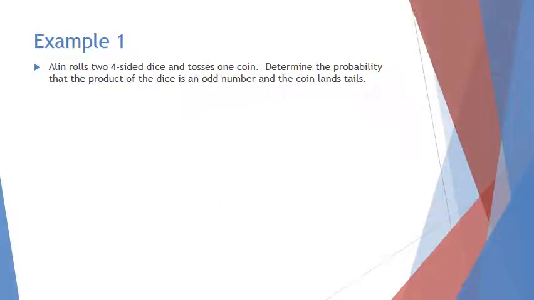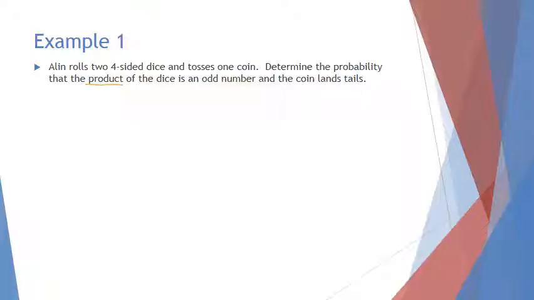Okay, let's work on the first example. Alin rolls 2 4-sided dice and tosses 1 coin. Determine the probability that the product of the dice is an odd number and the coin lands tails. All right, we're working with 2 4-sided dice and we're tossing 1 coin. Just like in a previous video, whenever we're dealing with dice and outcomes, it's nice to actually just look at a table. Now it says the product of the dice.